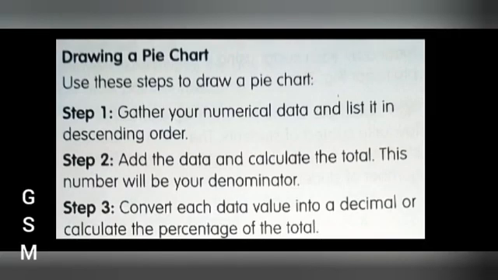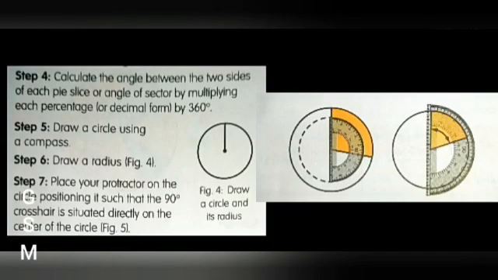Next, let us see how to draw a pie chart. Step 1. Gather your numerical data and list it in descending order. Step 2. Add the data and calculate the total. This number will be your denominator. Step 3. Convert each data value into a decimal or calculate the percentage of the total. Step 4. Calculate the angle between the two sides of each pie slice, or angle of sector, by multiplying each percentage or decimal form by 360 degrees.